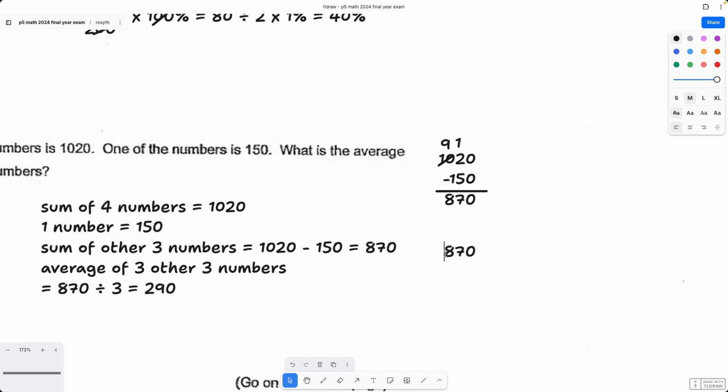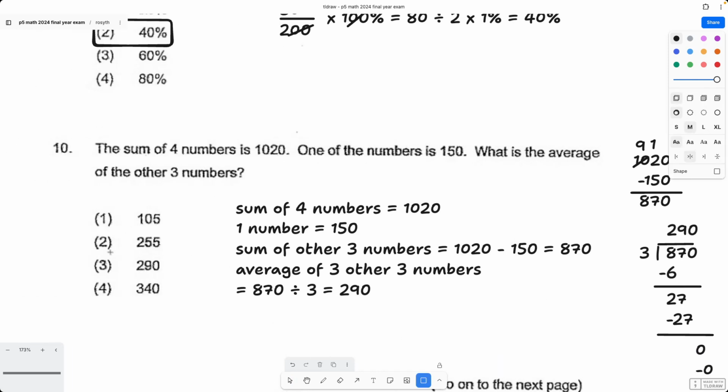870, and then we divide it by 3 like this. Okay. So for 8 we can minus 6, and this will give us 2 times 3 is 6, and then 8 minus 6 is 2, and then we put 7 over here, then we just minus 27. Okay, and then like this. So this will be 9, and then we have 0 at the end. Okay, so we have 0, and we just minus 0. Okay, pretty straightforward. So it's 290. So the average of the other 3 numbers is 290, which is option number 3.